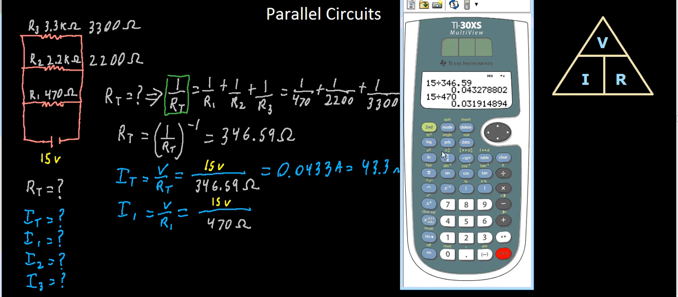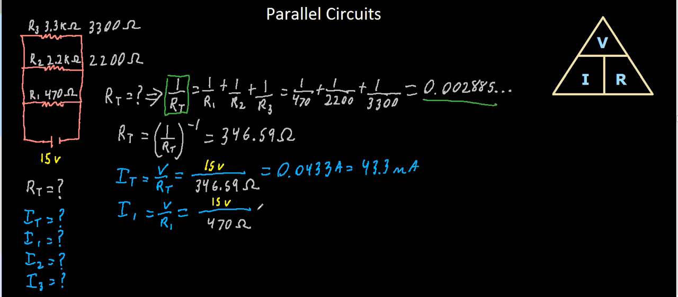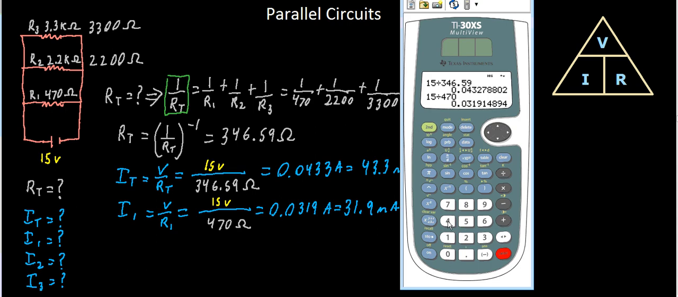What do we get when we type that in? We get 0.0319, so we write equals 0.0319 amps. And of course, we can write that as 31.9 milliamps. And we'll do the exact same thing for current 2 and current 3, and as this is getting easier, we'll pick up the pace a little bit.